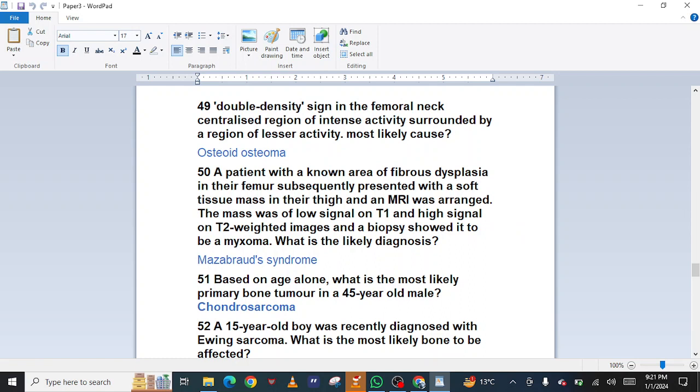50. A patient with a known area of fibrous dysplasia in their femur subsequently presented with a soft tissue mass in their thigh and an MRI was arranged. The mass was of low signal on T1 and high signal on T2 weighted images and a biopsy showed it to be a myxoma. What is the likely diagnosis? Mazabraud syndrome.